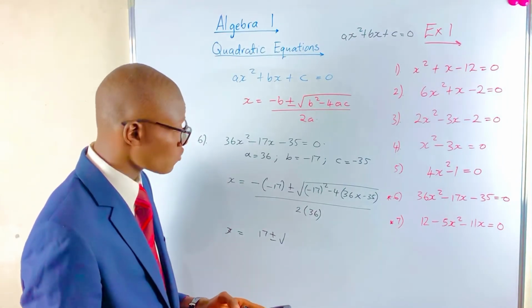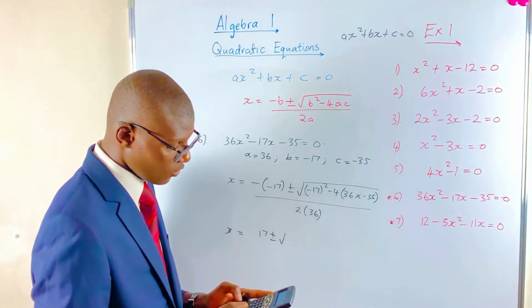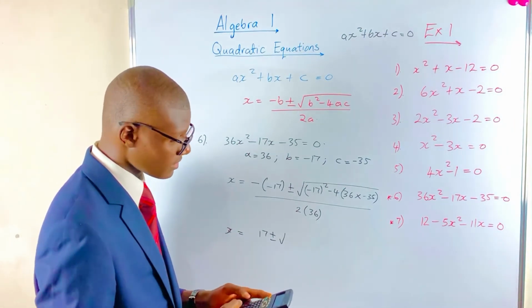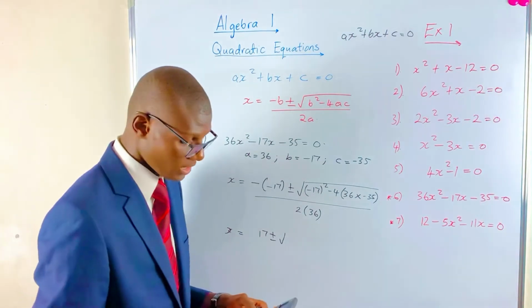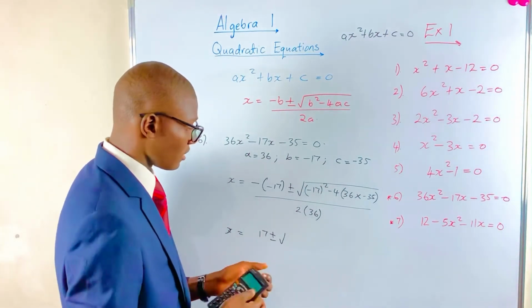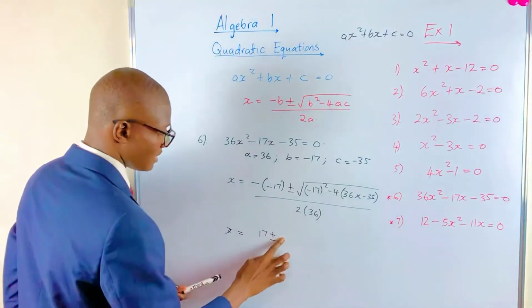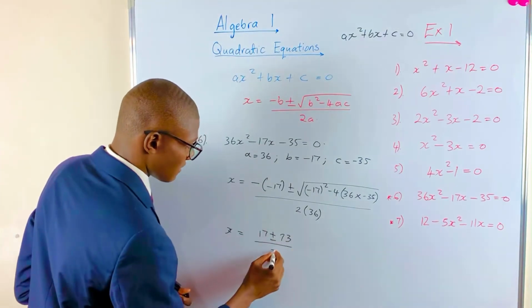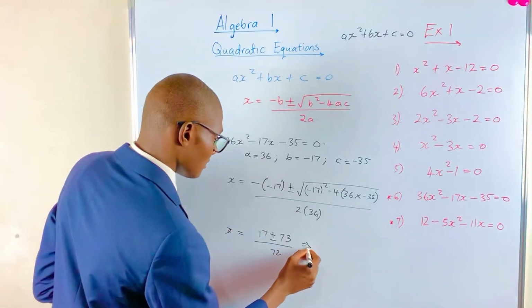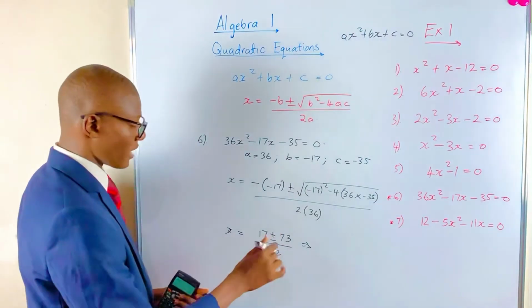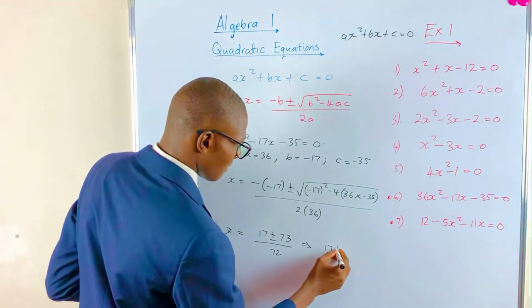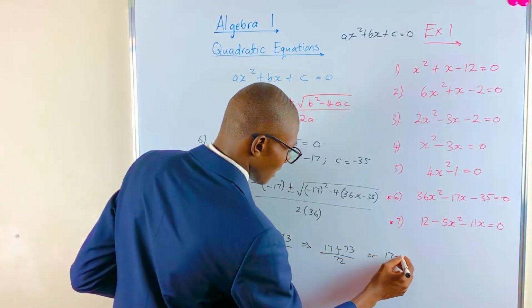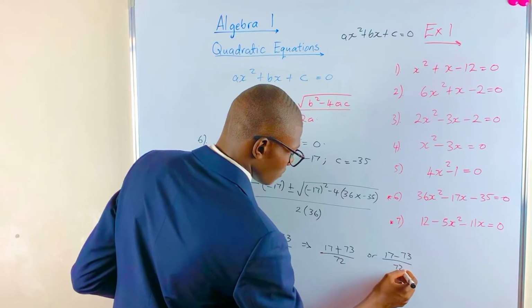So 17 squared minus 4 times 36 times minus 35 will give us 5,329. If we take the square root of that, we get 73, and then over 72, such that this is plus or minus. So x would be 17 plus 73 over 72, or 17 minus 73 over 72.